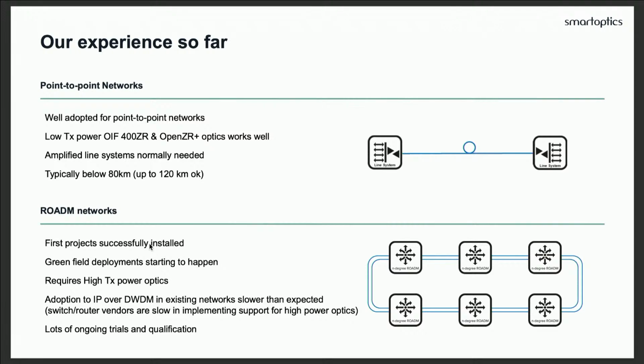The adoption of IP over DWDM in existing networks is a bit slower than expected, and the main reason is that the switch and router vendors are lagging a bit behind with support of these high power optics. As I said earlier, there's support in the firmware required in order to run these optics embedded in a switch or router, and that's not really there yet. So we are doing lots of trials and qualifications with system vendors as well as with service providers and enterprise customers to test what's possible and where the limitations are.